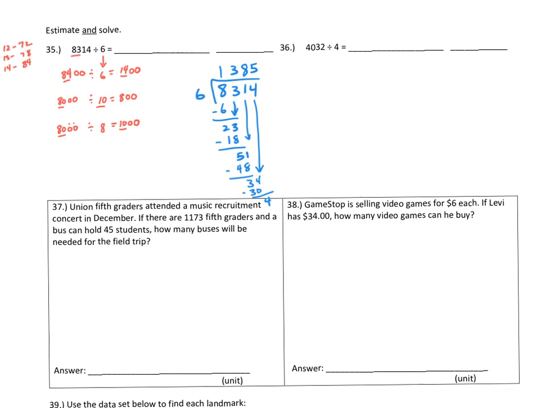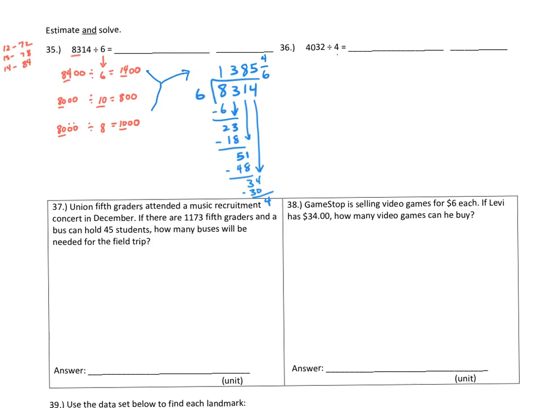I'm going to write my remainder as a fraction, so I'm going to write 4 over 6. So I have an actual answer of 1,385 and 4/6. And if I compare that to these estimates right here, it's in the range of 800 to 1,400.